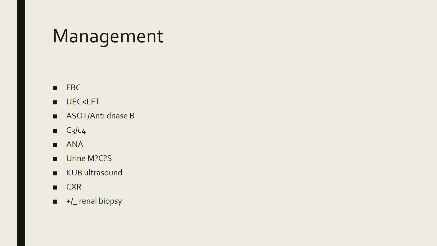We want to do urine microscopy to look for dysmorphic red blood cells and red blood cell casts, white blood cell casts as well. And then we want to look at the kidney structure, for features of chronic disease in the kidney. So we'll do a kidney, ureter, bladder ultrasound. Then we're interested in doing a chest x-ray.